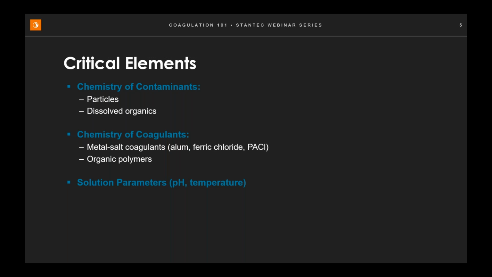So the critical elements in this, we're going to talk about the chemistry of the contaminants, the particles, and those dissolved organics. We're going to talk about the chemistry of the coagulants, and there's some subtle differences between the different metal salt coagulants that we have, whether they're aluminum based, alum, polyaluminum chloride, or whether they're ferric based. We're going to talk a bit about organic polymers, and then we're going to talk about the solution parameters, and pH is the most important parameter that we're going to talk about today. It just affects absolutely everything.